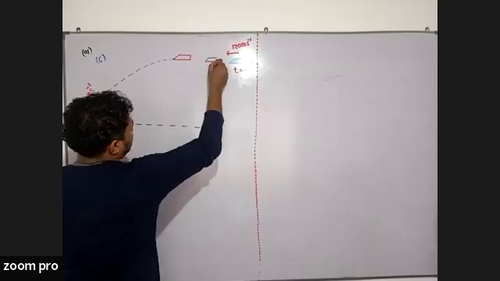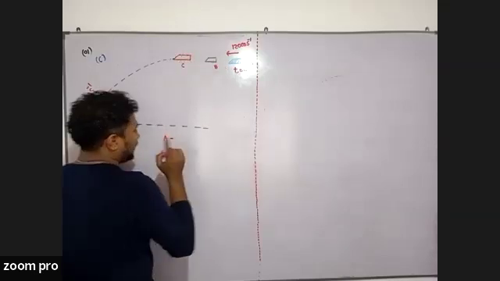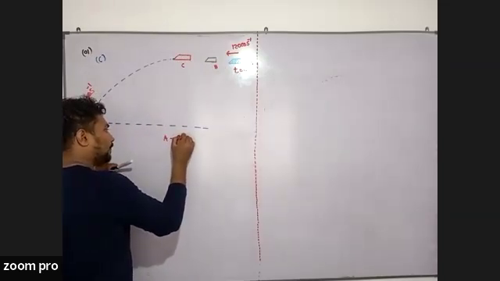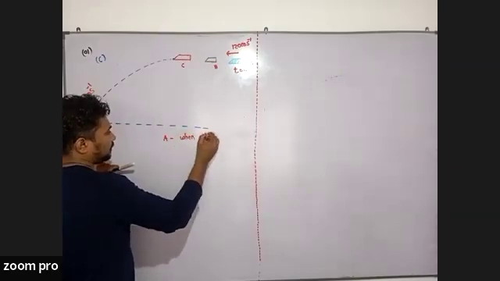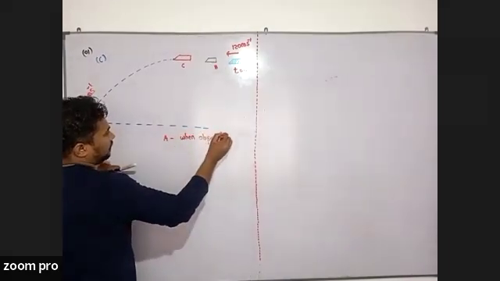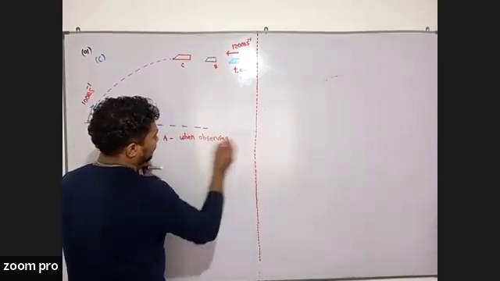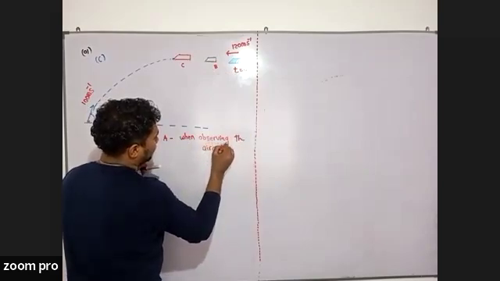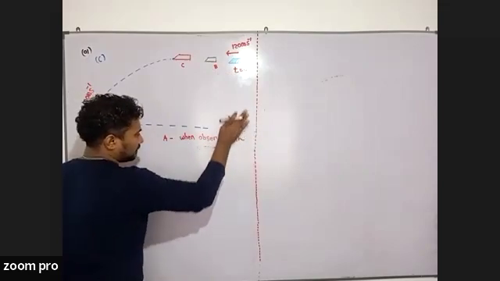I'm taking three points of the aircraft. A means the position of the aircraft when observing. This is the position of the aircraft when observing the aircraft. When we observe the aircraft, right?